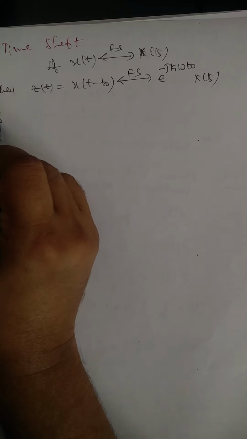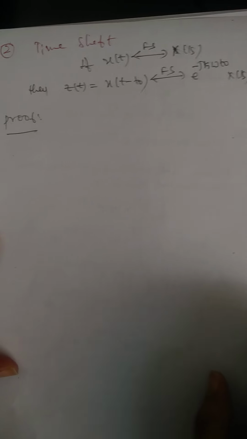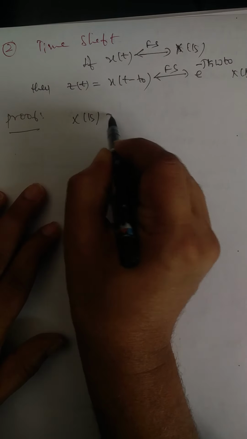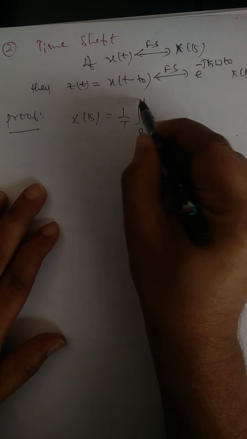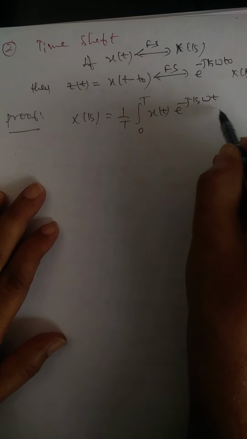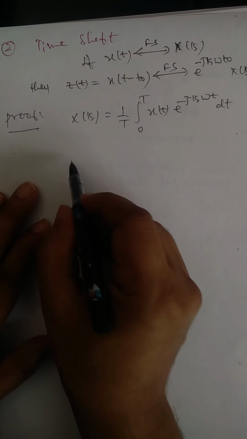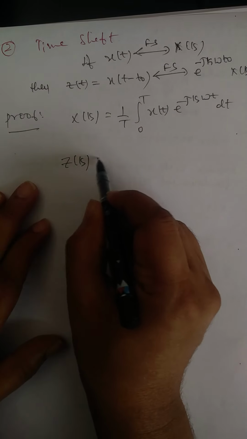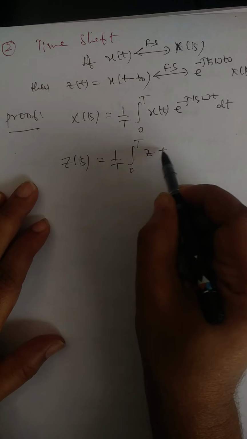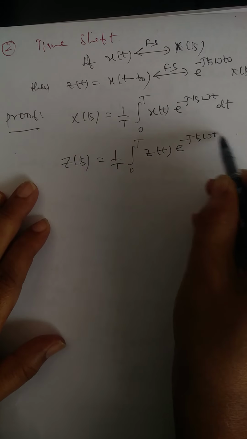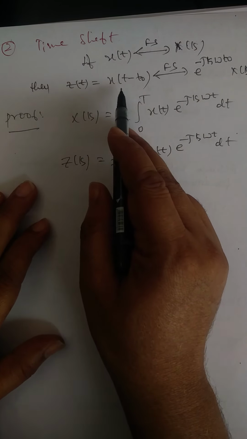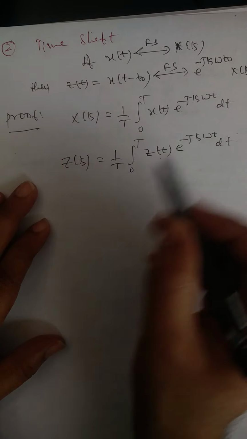Proof. We know that x of k has 1 by T integration of 0 to T x of t e to the power of minus jk omega t into dt, where z of k is equal to 1 by T integration of 0 to T z of t e to the power of minus jk omega t into dt. What is z of t here? Z of t is a time shifted version of x of t, that is x of t minus t naught.